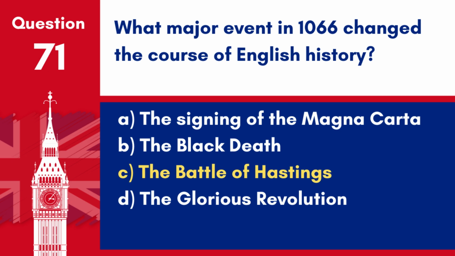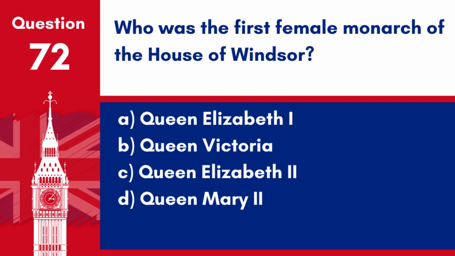Answer C. The Battle of Hastings. The Battle of Hastings in 1066, where William the Conqueror defeated King Harold II, marked the beginning of Norman rule in England. Question 72. Who was the first female monarch of the House of Windsor?